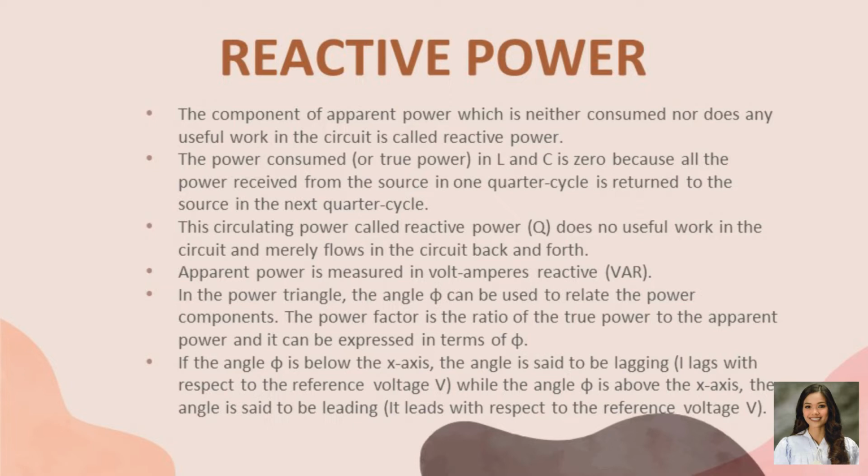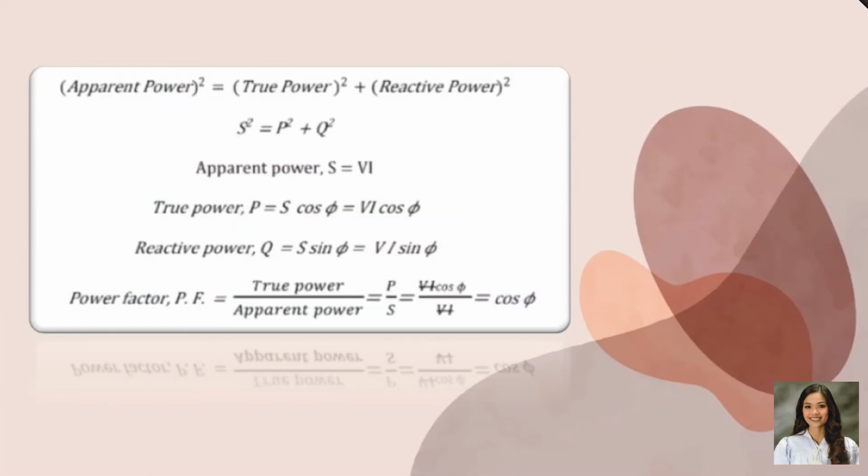In the power triangle, the angle theta can be used to relate the power components. The power factor is the ratio of the true power to the apparent power, and it is expressed in terms of theta. If the angle theta is below the x-axis, the angle is said to be lagging. I lags with respect to the reference voltage V. While if the angle theta is above the x-axis, the angle is said to be leading. It leads with respect to the reference voltage V.